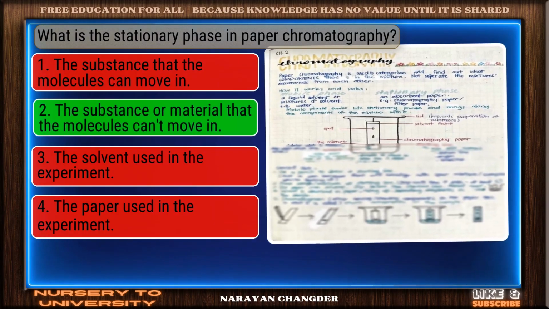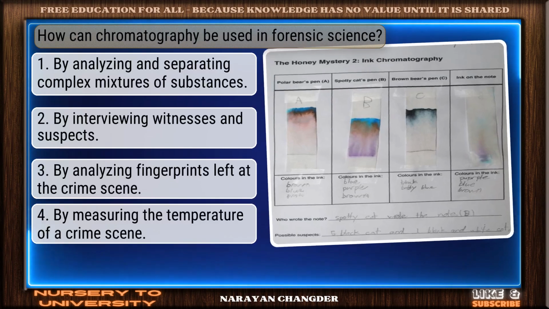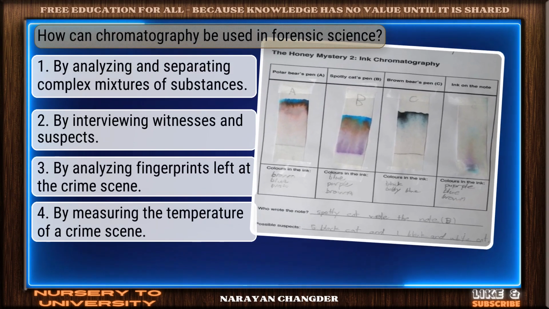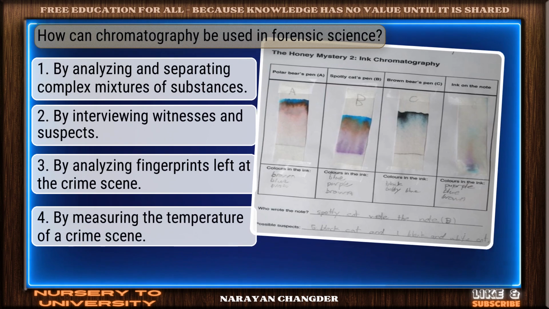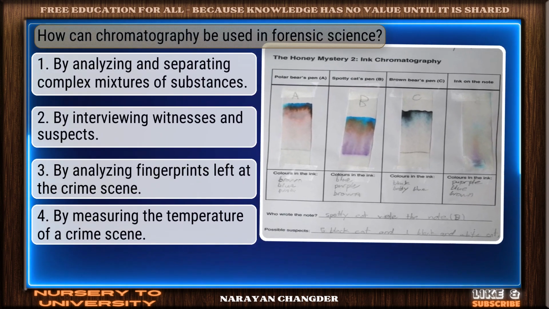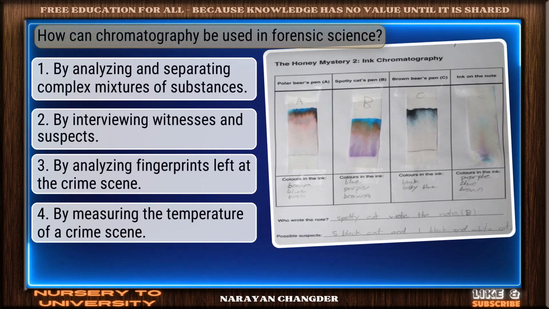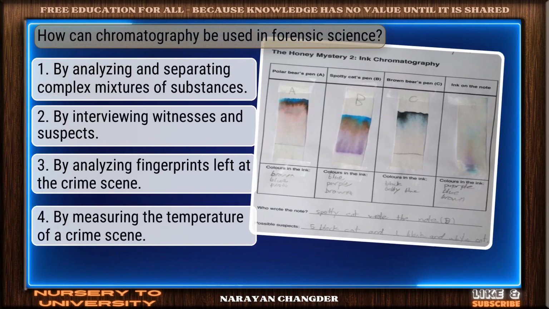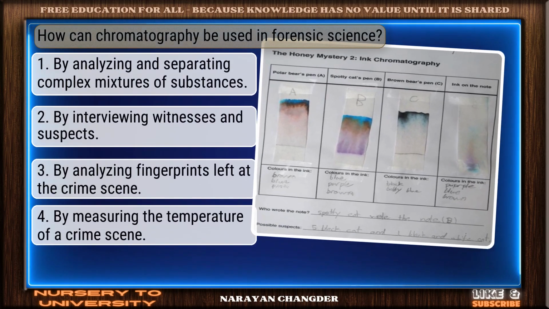Nailed it. The substance or material that the molecules can't move in. How can chromatography be used in forensic science? Option 1. By analyzing and separating complex mixtures of substances. Option 2. By interviewing witnesses and suspects. Option 3. By analyzing fingerprints left at the crime scene. Option 4. By measuring the temperature of a crime scene.